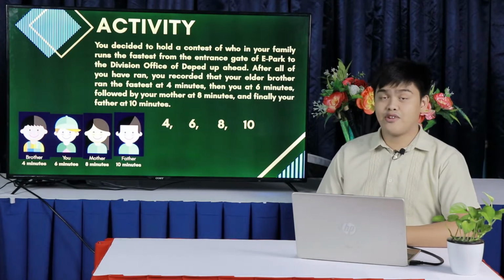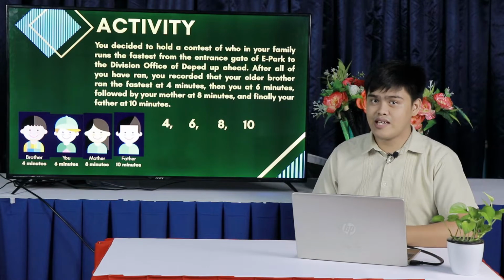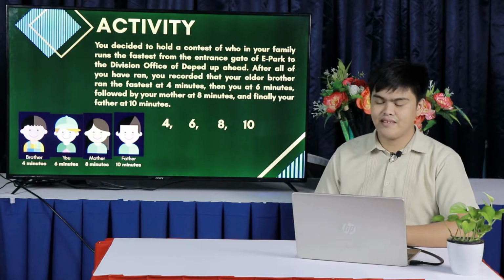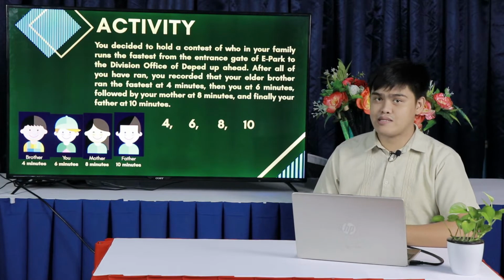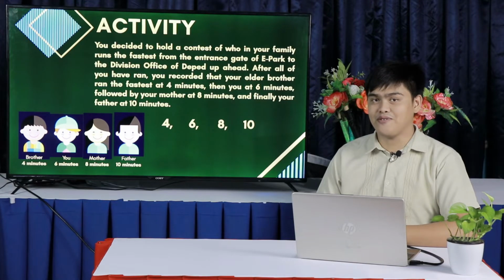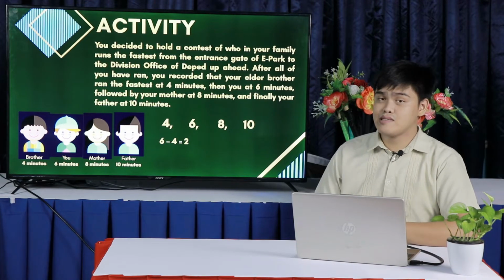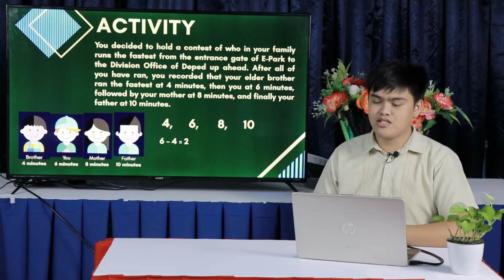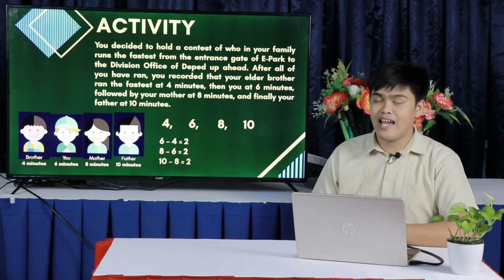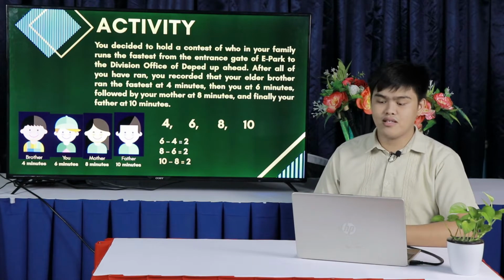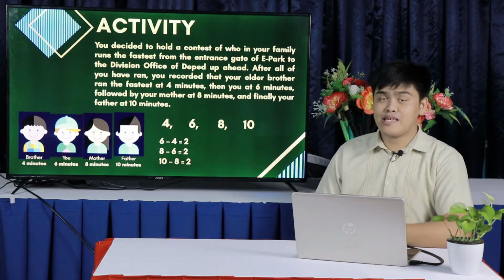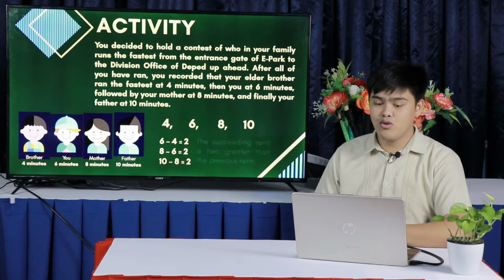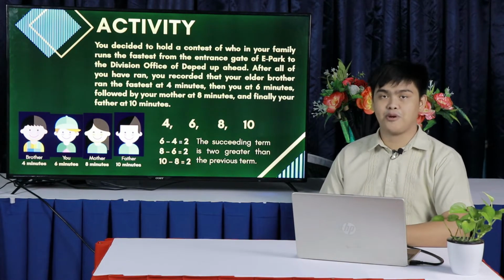Again, the sequence of the running times is 4, 6, 8, 10. All we have to do is to subtract every previous term from its succeeding term to find out the pattern. Let us start. 6 minus 4 is equal to 2. 8 minus 6 is equal to 2. And 10 minus 8 is equal to 2. Can you see the pattern now? We can see that the succeeding term is 2 greater than the previous term.